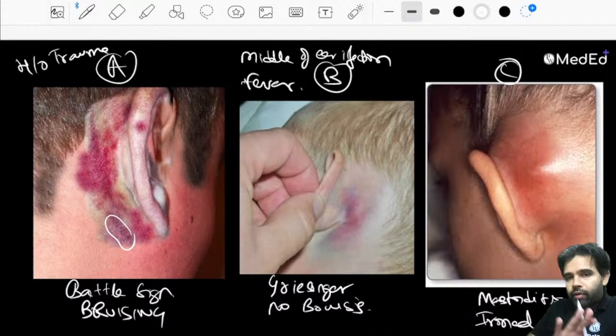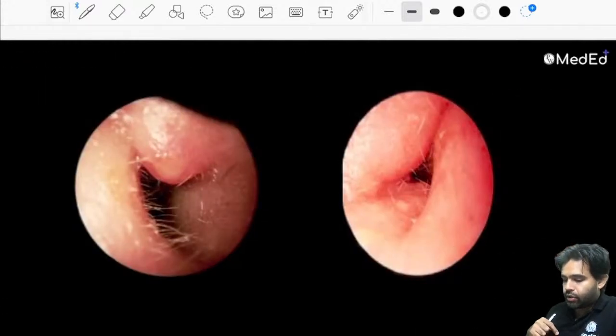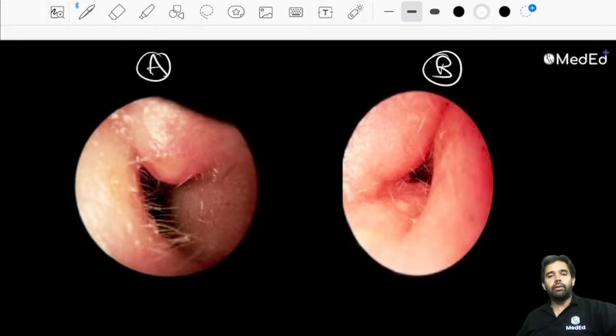So fairly straightforward, but to keep in mind and revise this. All right. Now another condition in the ear canal, as we are going, these look similar, but there is a difference between A and B. Okay, can you tell me what is the difference between A and B over here?